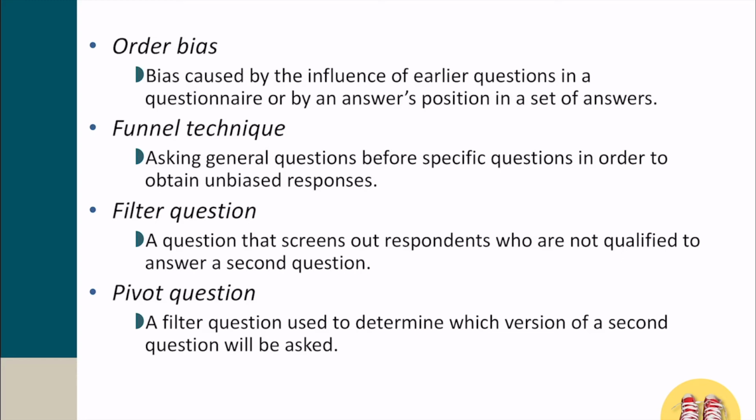Pivot question. That's a filter question used to determine which version of a second question will be asked. You may have heard about decision trees. If this happens, then do this. Did this happen? If it did, you can go here and here. Or if it didn't, you can go here and here. So a pivot question will emerge or evolve as the preceding question is asked, and as they answer, the questions will be determined by that.